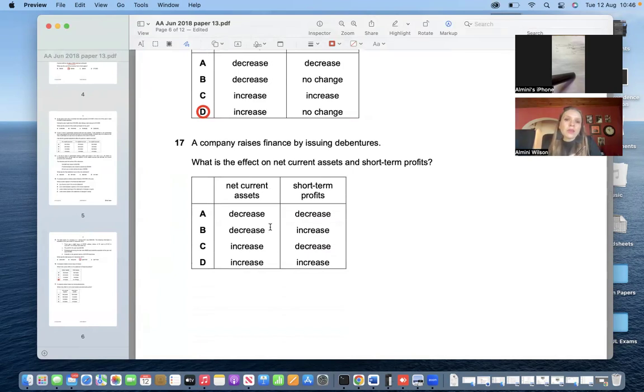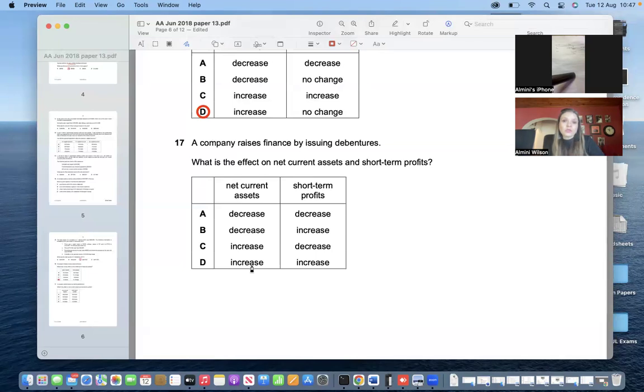A company raises finance by issuing debentures. It's like a long-term loan. What is the effect on net current assets and short-term profits? So remember, because you are getting money, your bank will definitely go up. So I think for 17, we're going to aim for an increase in net current assets because of bank.